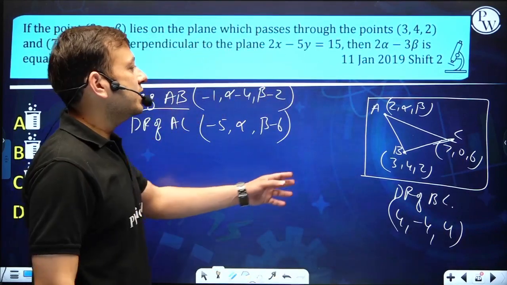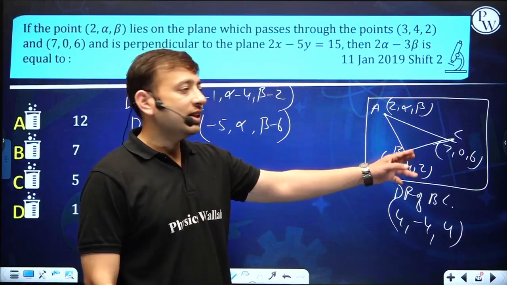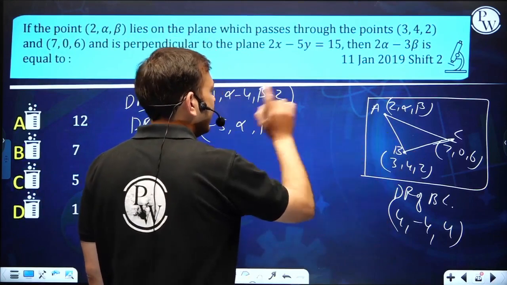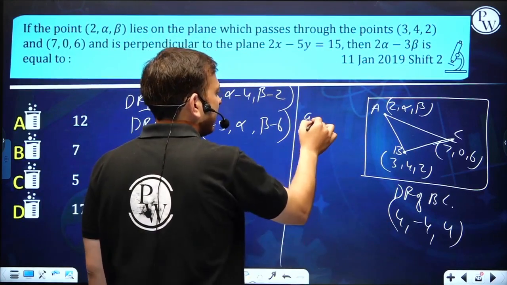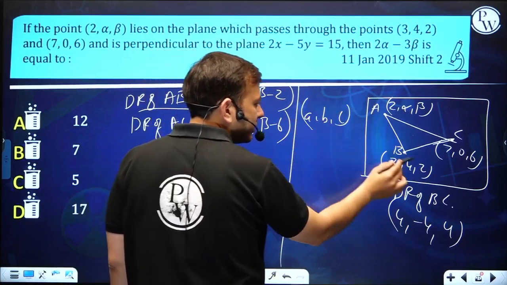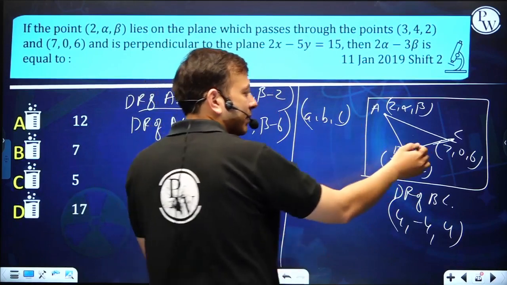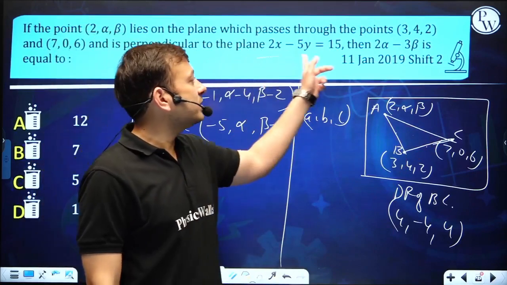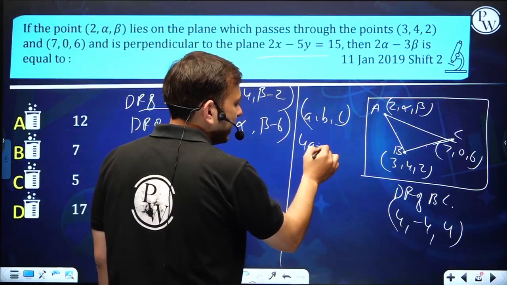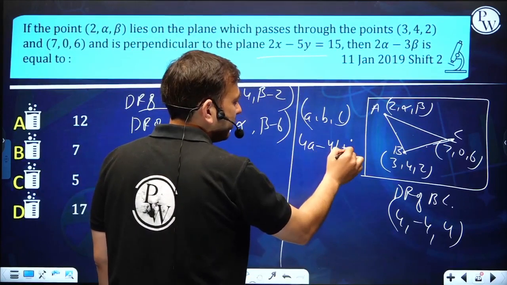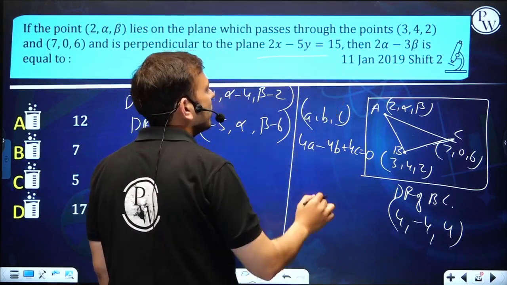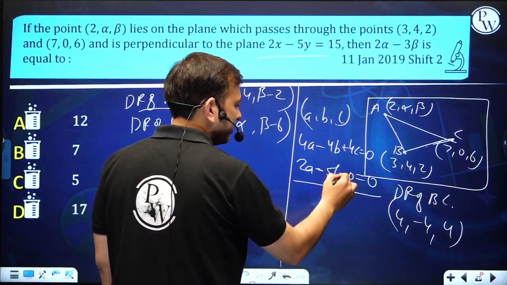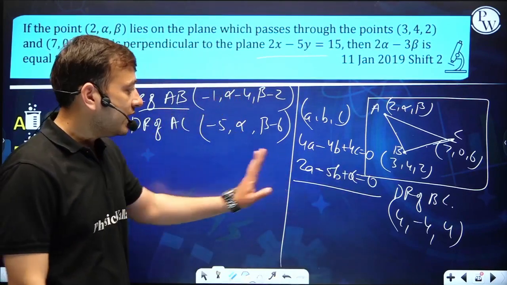So, let the direction ratios of the normal be A, B and C. It is perpendicular to this line, it will be perpendicular to this also, and they are also saying perpendicular to this plane. So that means 4A minus 4B plus 4C equals 0, and perpendicular to this plane, so 2A minus 5B equals 0. Right, sir? So I can get A, B, C now.